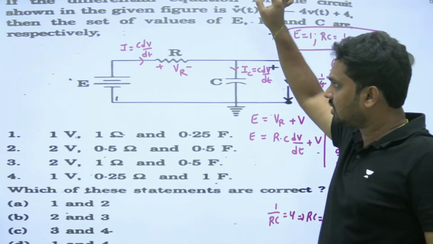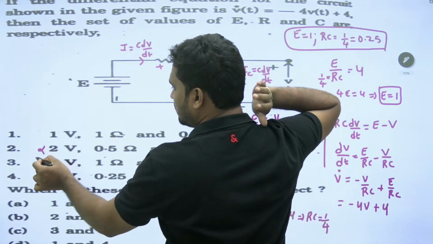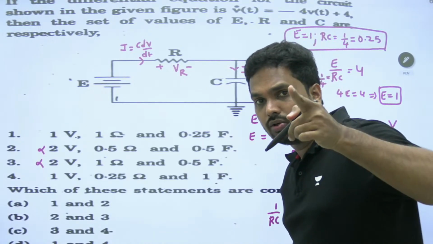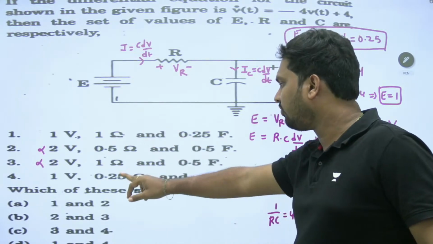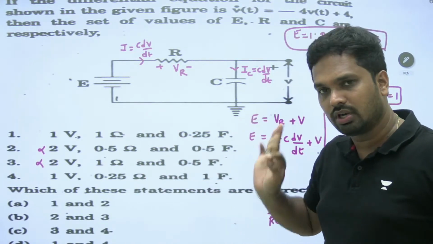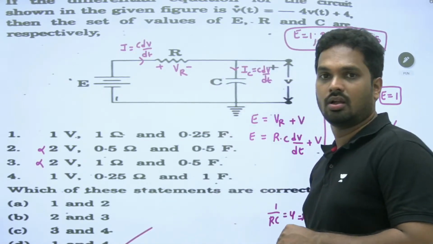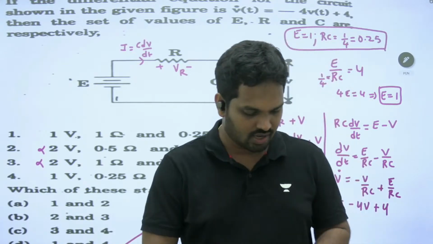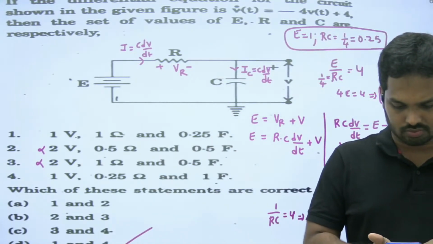So first thing, what are the values of E? E must be 1, so 2 and 3 are wrong. RC must be equal to 0.25. R into C must give 0.25. 1 into 0.25 or 0.25 into 1, both will give you the same answer. So 1 and 4 is the right answer. Understand? Option D. Very good. Who is that? Sindhu Kumar. Very good.